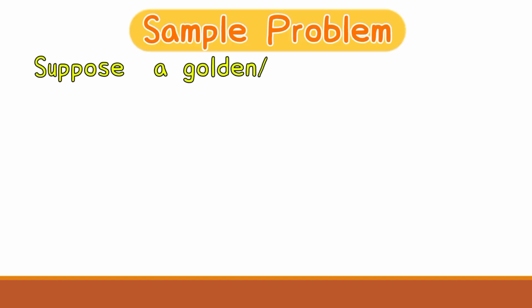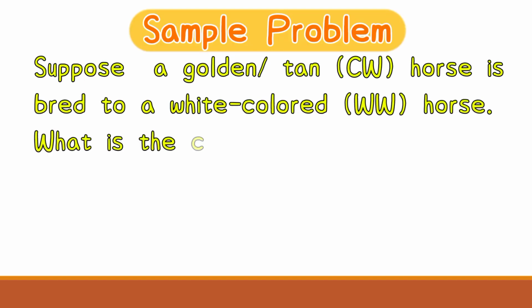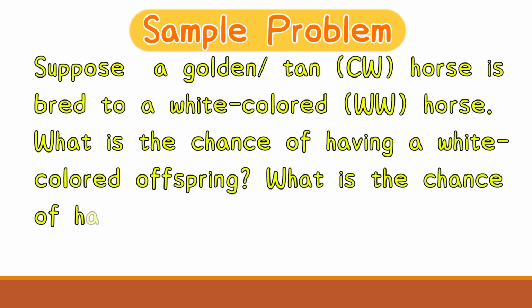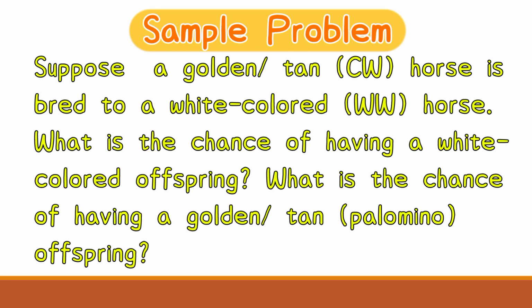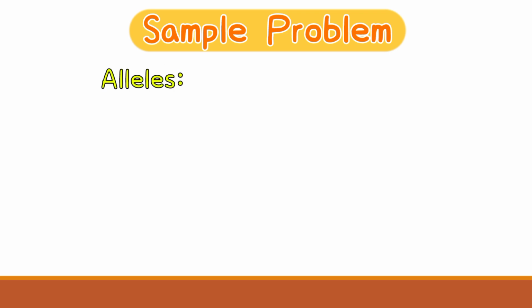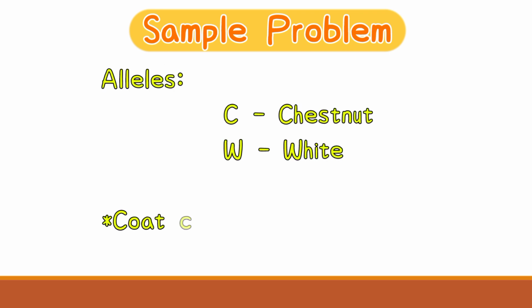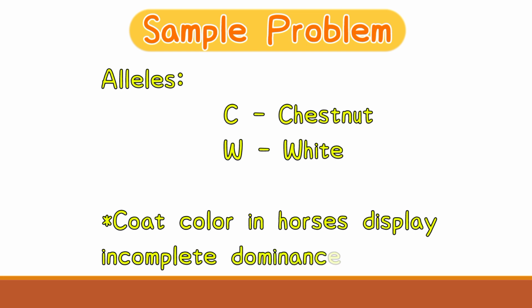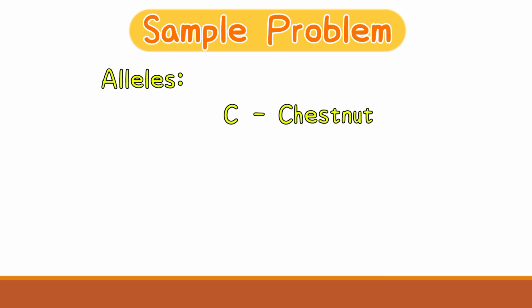Suppose a heterozygous golden tan horse is bred to a homozygous white-colored horse. What is the chance of having a white-colored offspring? What is the chance of having a golden tan offspring? We use the uppercase letter C for the allele for chestnut coat and the uppercase letter W for white. We also consider this situation as a case of incomplete dominance.